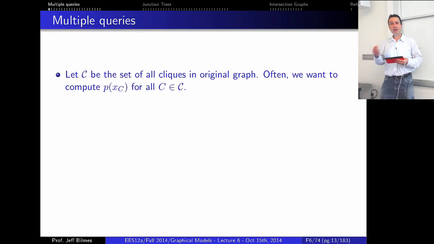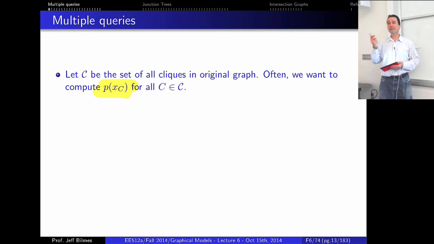So like we saw in the case of a tree, we often want this marginal, the probability of x sub c for all c in script C. So script C is the set of all cliques in the original graph. And remember that cliques in the original graph are the things that allow for the factors. And so you've got this probability distribution, which is basically a product of a set of factors. And each factor involves a bunch of random variables, which, in order for it to be within the family corresponding to the graphical model, must correspond to a clique.